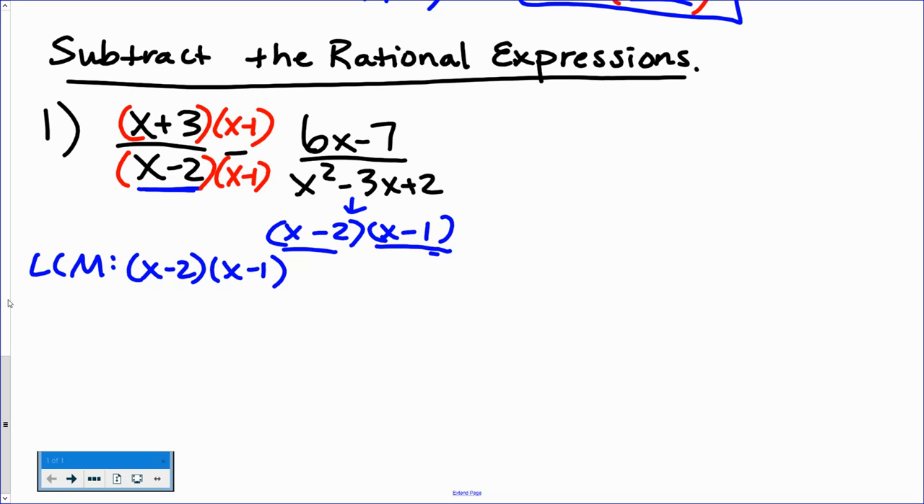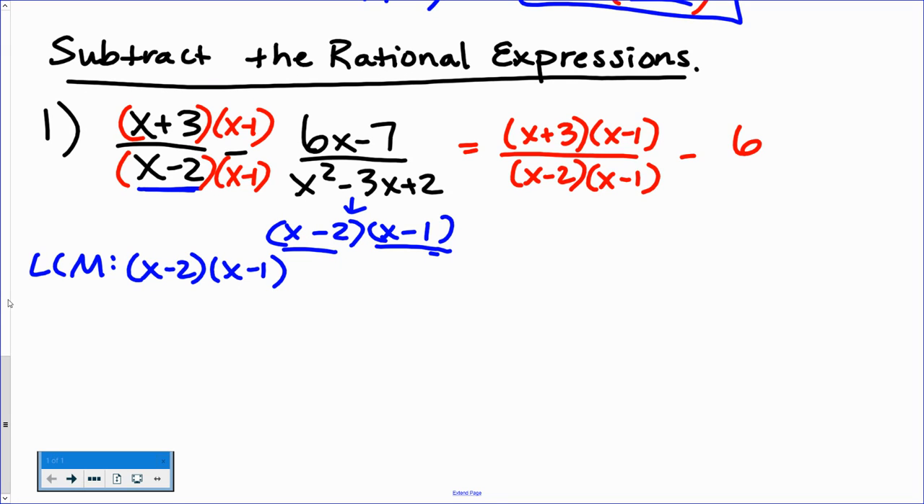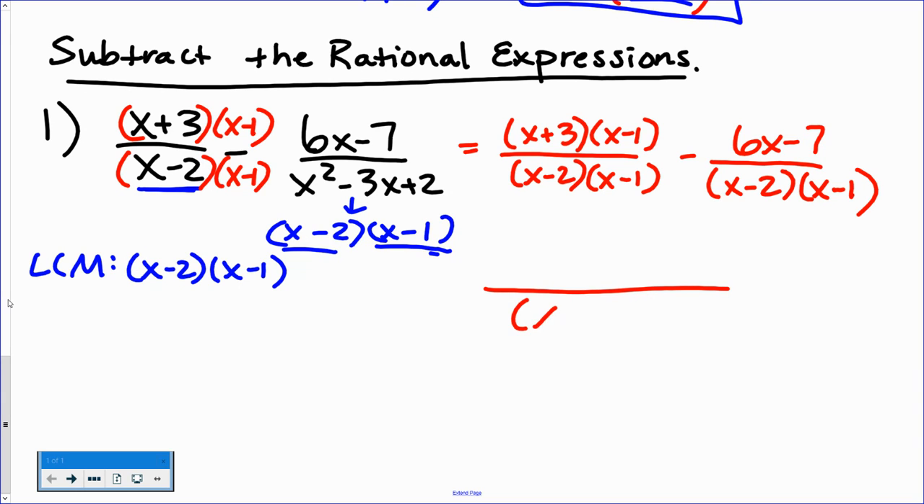Okay, if I rewrite that, x plus 3 times x minus 1 over my denominator x minus 2 times x minus 1, minus 6x minus 7 over x minus 2 times x minus 1. All right, so I keep my denominators the same, x minus 2 times x minus 1.